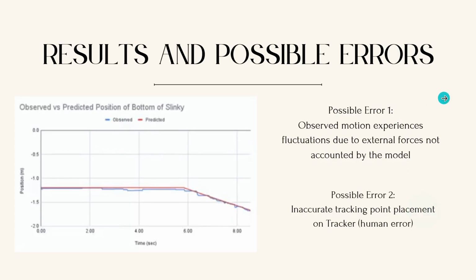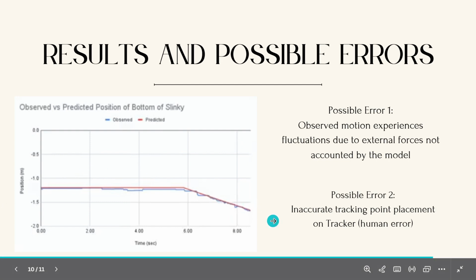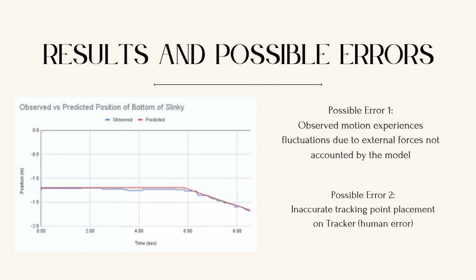Here are our results and possible errors. Here's a graph where you can see the observed and predicted. The red line is the predicted, and the observed is the blue line. Possible error number 1 is that observed motion experiences fluctuations due to external forces not accounted for by the model. Possible error number 2 is the inaccurate tracking point placement on Tracker, which is just human error.